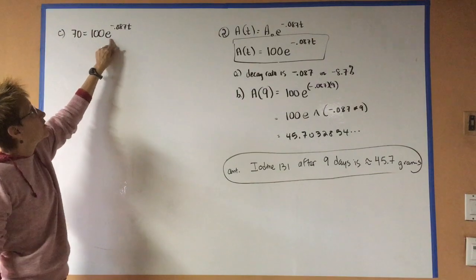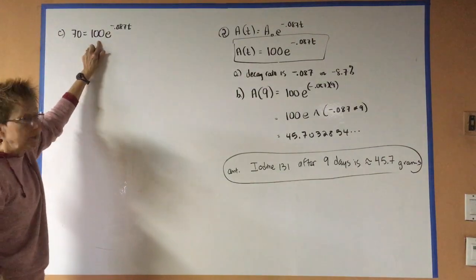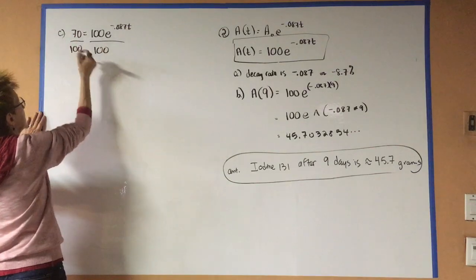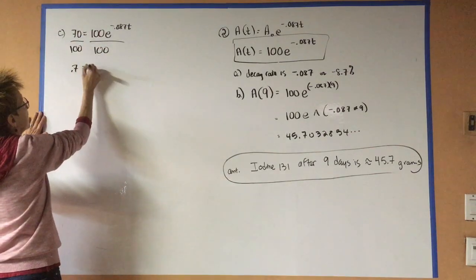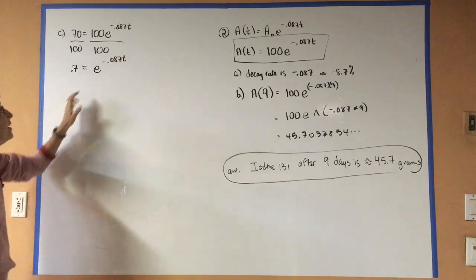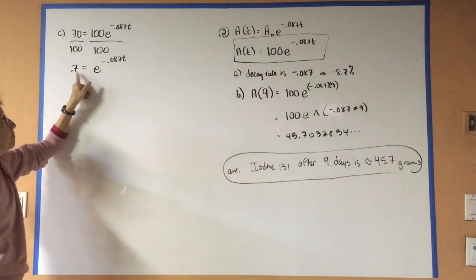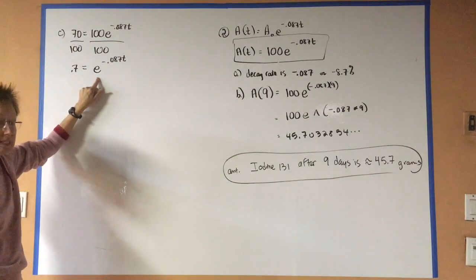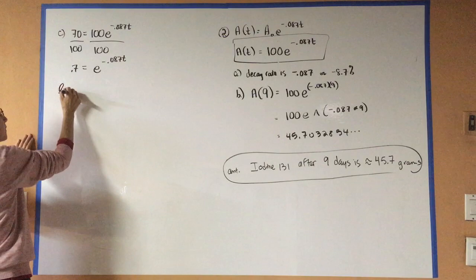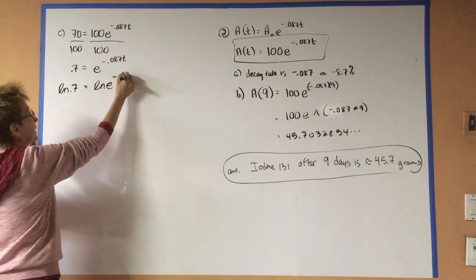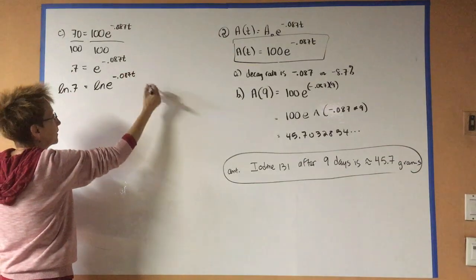The 100 has nothing to do with this base and power, so I'm going to divide away the 100 so that I can see what I have going on here. So this is 0.7 equals e to the negative 0.087 t. Exponential, can I make same bases? No way. So I'm going to take ln in front of both of them since I see an e. So here's the line I want to see. ln of 0.7 equals ln of e to the negative 0.087t.